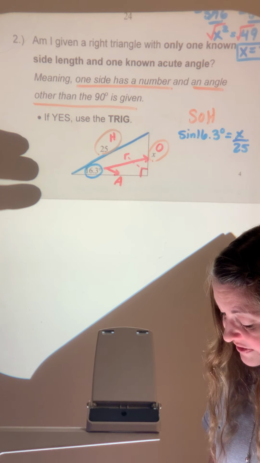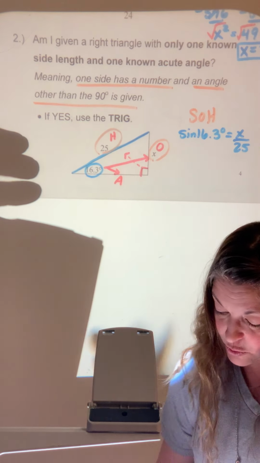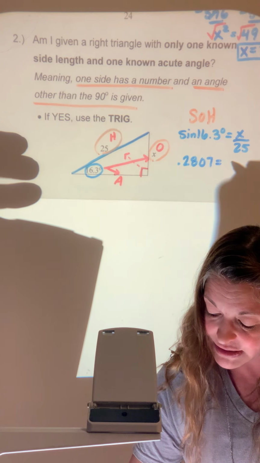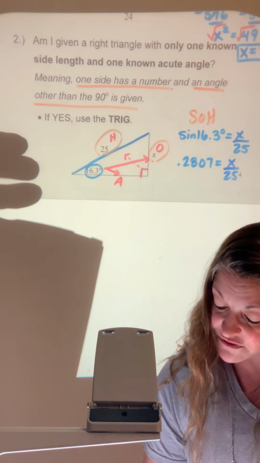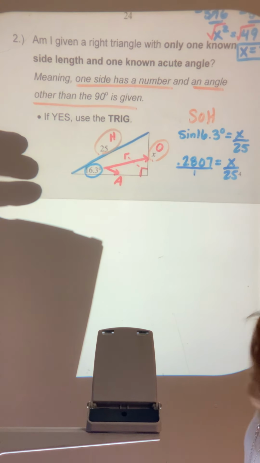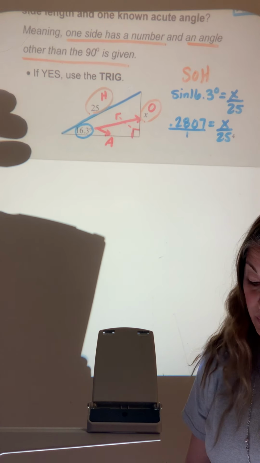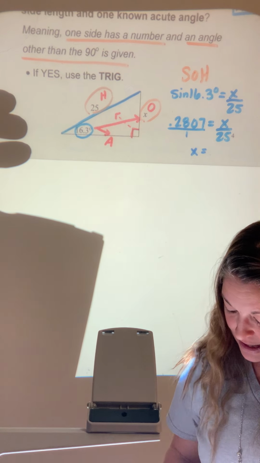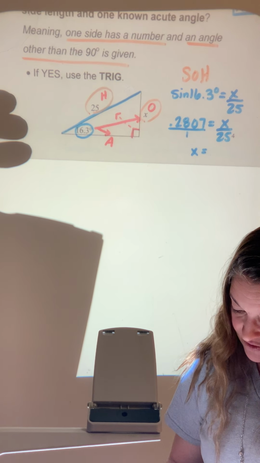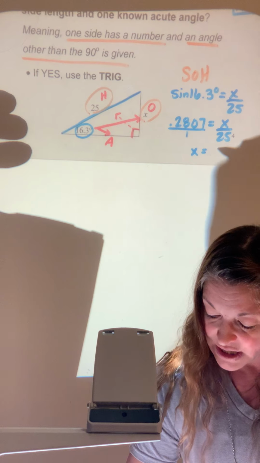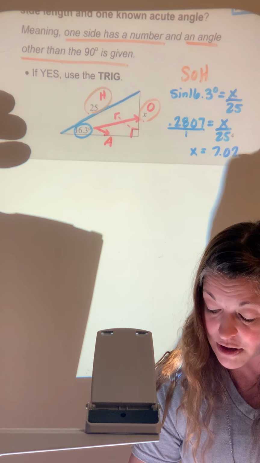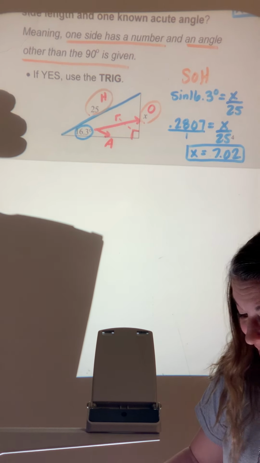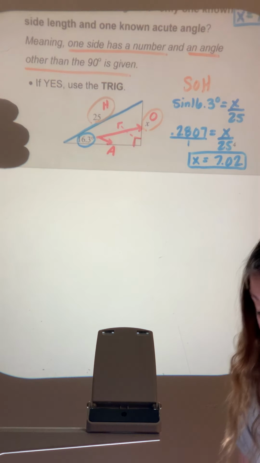The sine of 16.3 is going to give us approximately 0.2807 over 25. Put that decimal over 1 so it just looks like a regular proportion. Cross multiply, x times 1 is x, and 0.2807 times 25 is approximately 7.02. So of course, based on rounding, we didn't get the same exact number as we did up top.